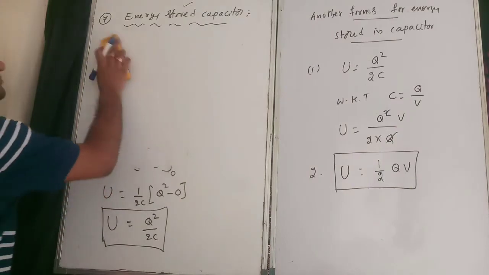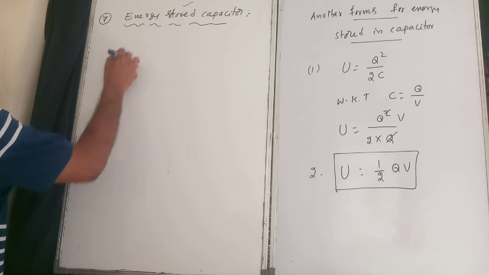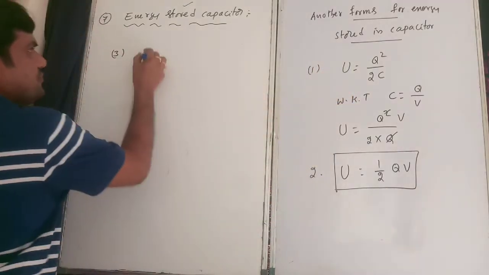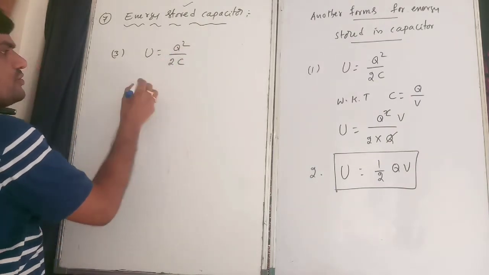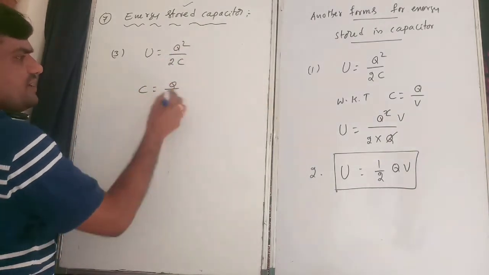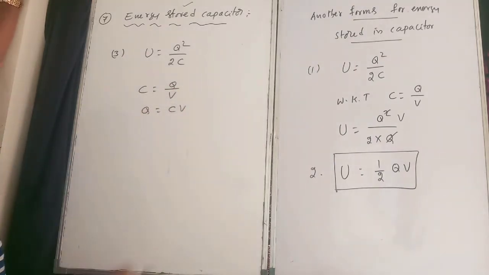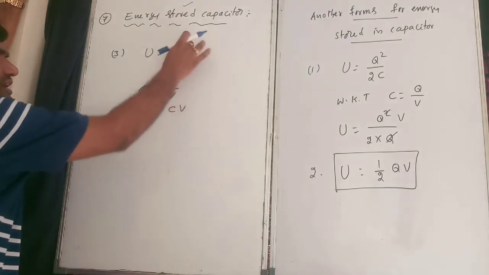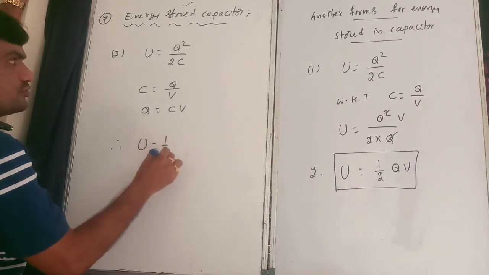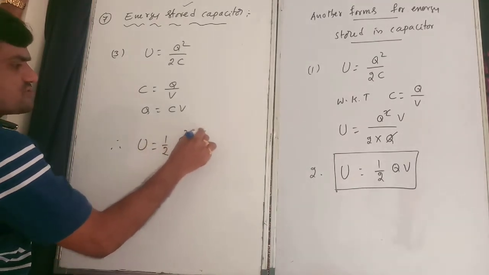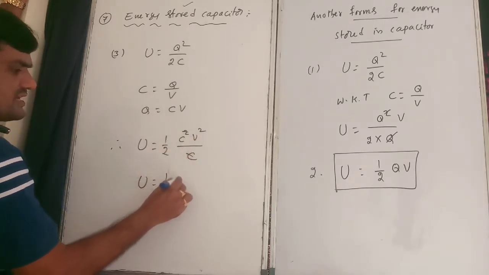Next, third formula. So what is that? U is equal to Q square by 2C. Now C is equal to Q by V, then Q is equal to CV. This Q value can be put in here itself. Therefore, U is equal to 1 by 2 C square V square by C. C gets cancelled. Therefore, U is equal to 1 by 2 CV square.